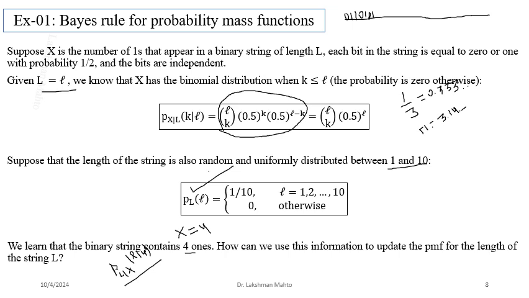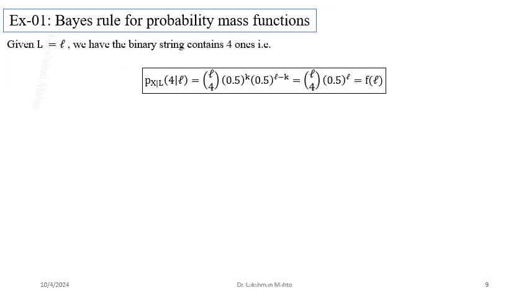The prior probability is given, and we know that X is binomially distributed for a given, fixed length. Right now here we can't say X is binomially distributed. When you fix the length, then X is binomially distributed. But L is random in nature. So how will we compute it?